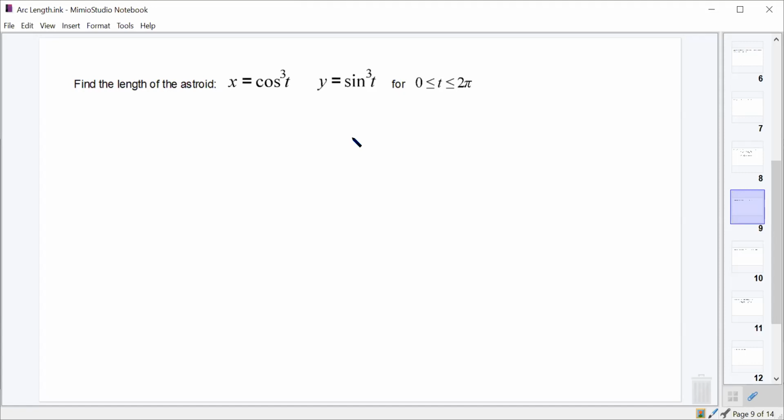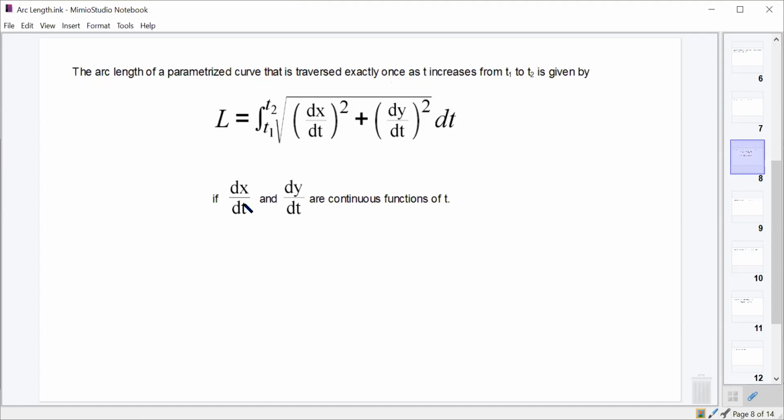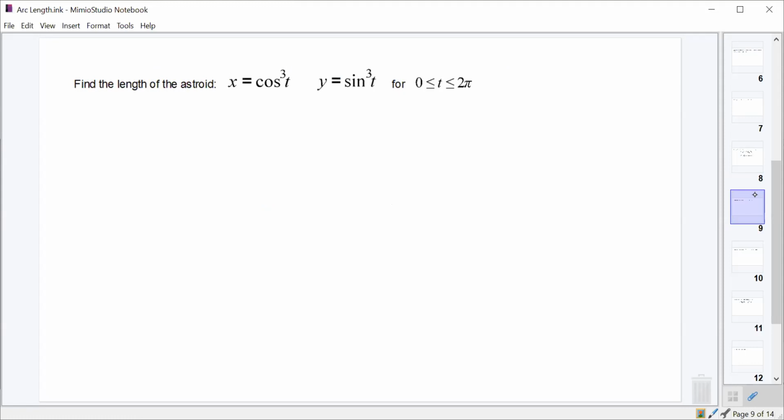And I want to go back real quickly and note that dx/dt and dy/dt needed to be continuous functions, right? And also, we want to think about one of our rules from before: if we had any places where the derivative might be undefined, that causes an issue. We're going to have a similar thing going on with some of these parametric functions, where if we have a place where we have a cusp, we're going to have to break it down.